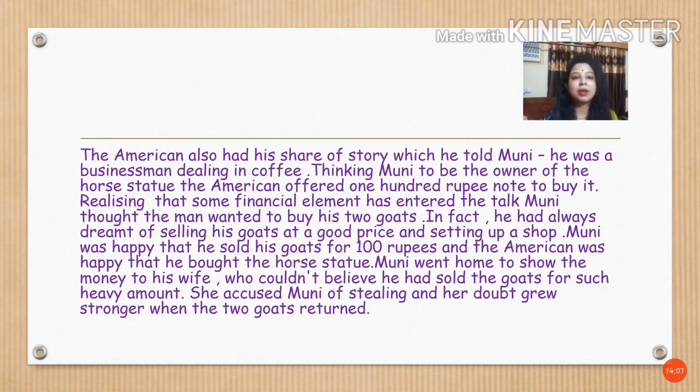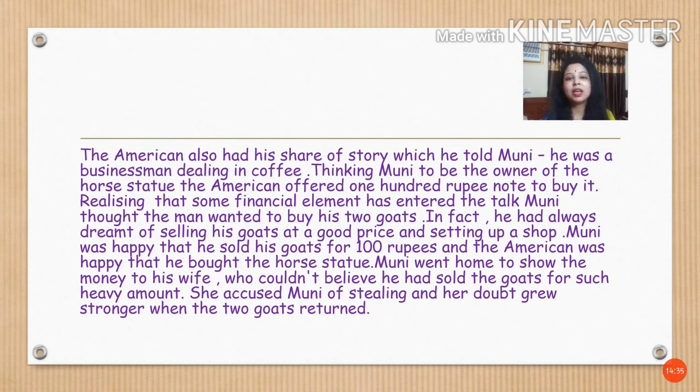Okay, so he was very happy that the American had offered him 100 rupees to buy his 2 goats, which was actually wrong, isn't it? The American was intending to buy the horse because he thought Muni was the owner of the horse, and that is why he offered him 100 rupees. But Muni misunderstood the whole thing and thought maybe he was trying to buy his 2 goats. Muni was happy that he sold his goats for 100 rupees, and the American was happy that he bought the horse statue. Now both were happy in their own way.